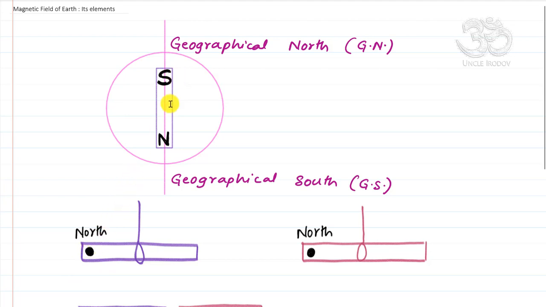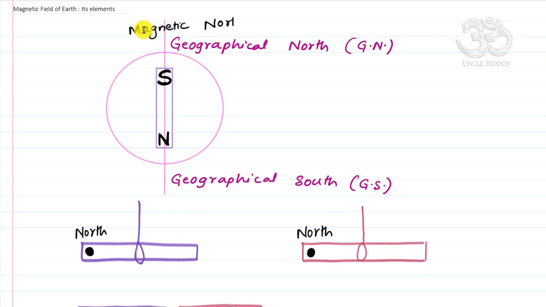But nevertheless, if you draw a line that goes through Earth's bar magnet, which is the axial line of Earth's bar magnet, we are going to call it the magnetic north-south line, and we are going to call this end magnetic north. So please keep in mind that there is a change in the notations. Here we have south, here we have north, but still we will call it magnetic north.